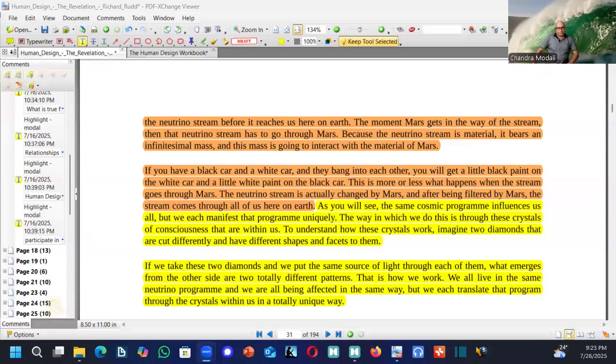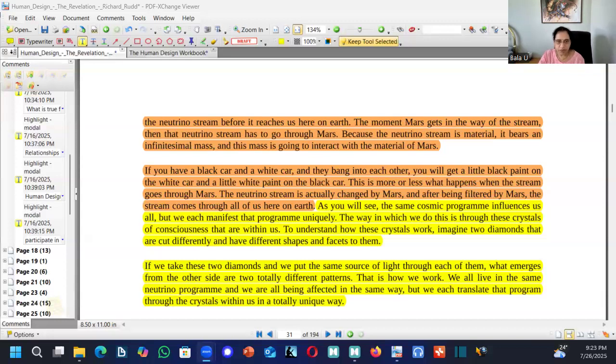As you will see, the same cosmic program influences us all, but we each manifest that program uniquely. So basically, the same cosmic program, we get it, but we manifest differently, uniquely. Exactly. The way in which we do this is through these crystals of consciousness that are within us. To understand how these crystals work, imagine two diamonds that are cut differently and have different shapes and facets to them. Very well explained.